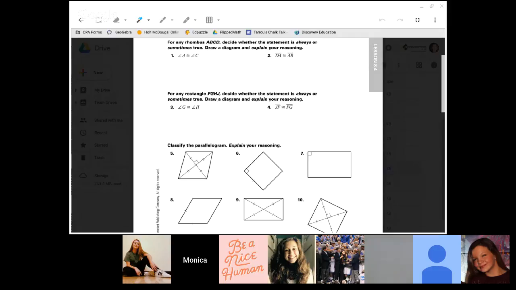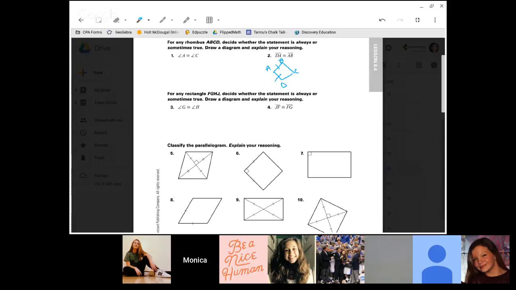Okay. All right, Isabel, so for number 2, we are working on a rhombus, okay? So remember, a rhombus looks kind of like this, right? And we're supposed to label it A, B, C, D. Now, the statement tells us that DA is congruent to AB. So you've got DA here and AB here.